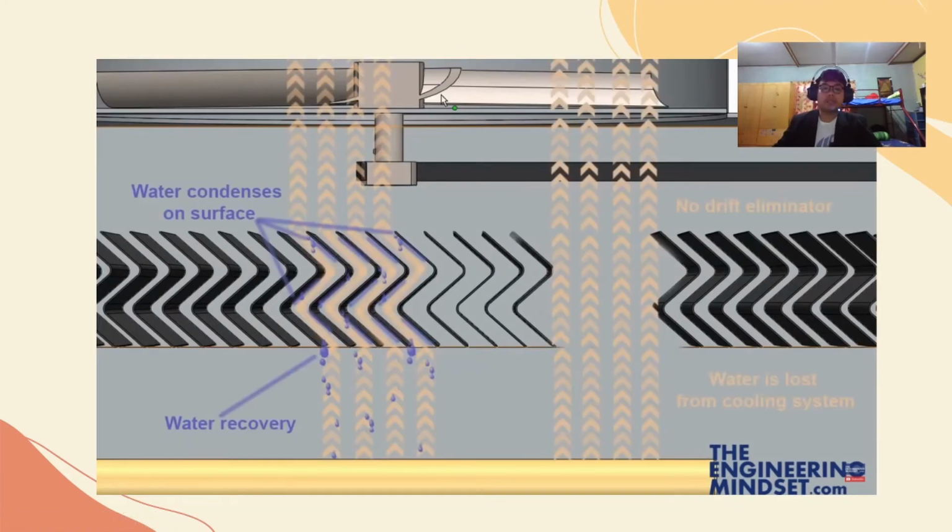Okay, it can be shown like this. The water condenses on the surface, and then the water droplets will come back into the system. So this is how, if there is no drift eliminator, the water will be directly lost from the cooling system into the outside of the cooling tower.